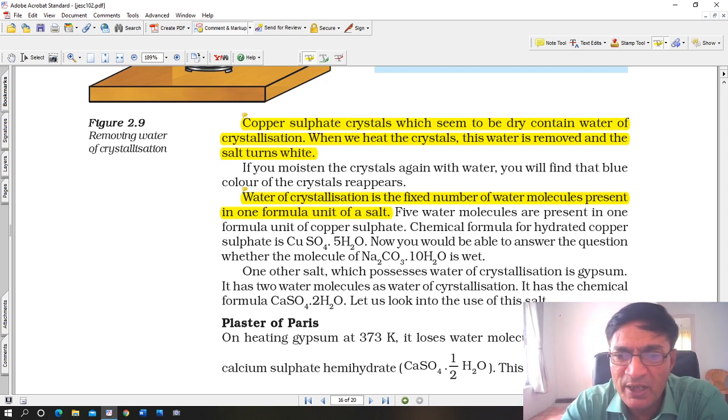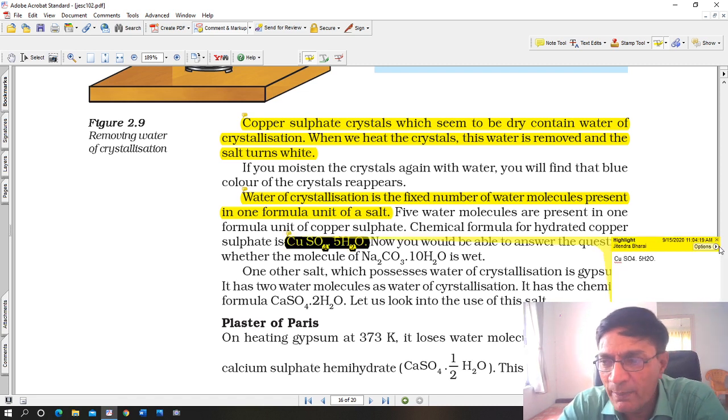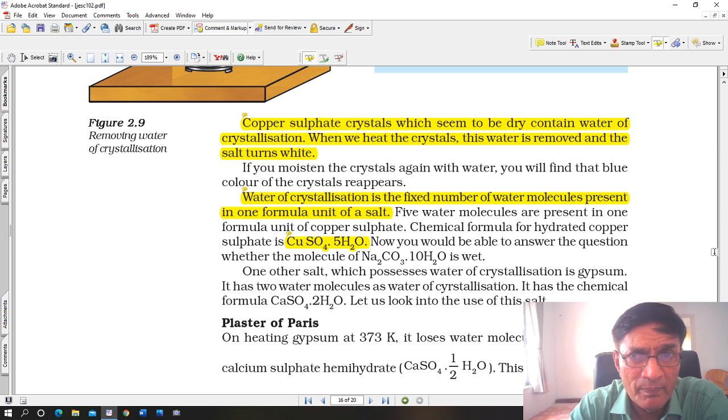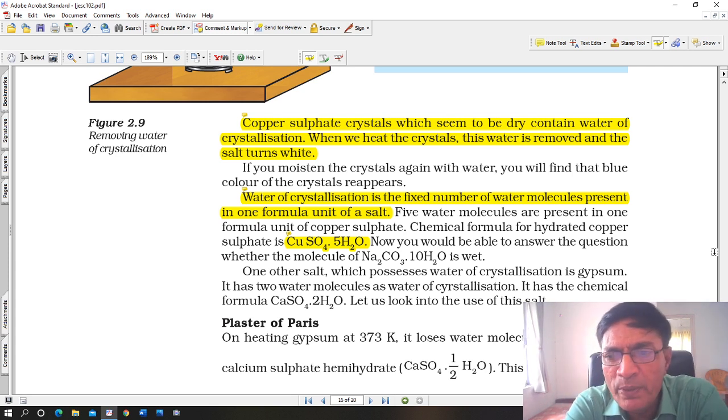Chemical formula of hydrated copper sulfate is, see this. CuSO4 is copper sulfate, but that is copper sulfate salt without the water molecules. But the moment water is added, you get what is called water of crystallization, and that gives it its blue color. 5 molecules of H2O. Now you will be able to answer whether Na2CO3·10H2O is wet or not. It's not really wet. It contains molecules of water.